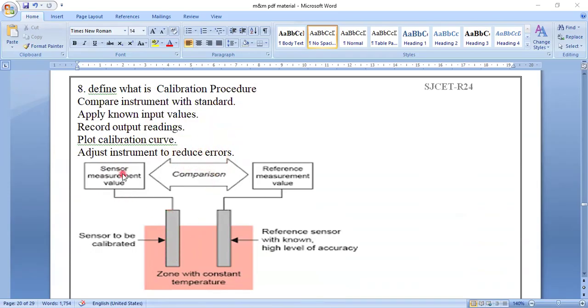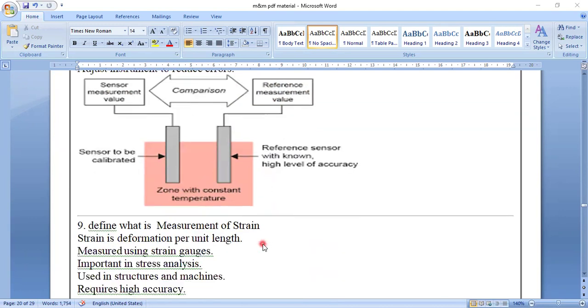See here, one side is there, my sensor measurement values. Here you have reference measurement values. This is the sensor to be calibrated. These are reference sensors with a known high level of accuracy, at zero with constant temperature. So a comparison between these two is done. So as I said, this is a comparison between these. One is a reference measurement value, one is the sensor. The sensors are measuring some values from the outside. They are comparing with the standard one, and they are giving you the output. So what is the connection here? The connection is made here down. Okay, this is the sensor-based calibration procedure.